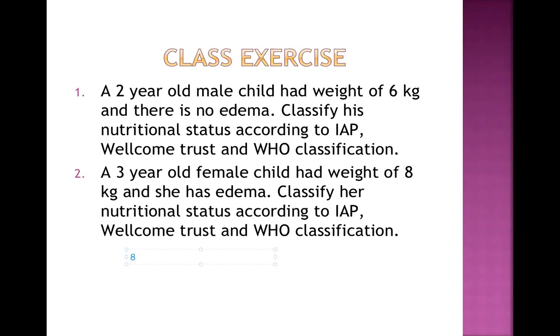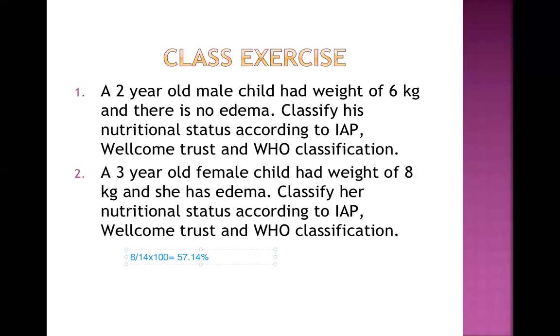So 8 divided by 14, and multiply by 100. It's equivalent to 57.14%, isn't it? Yes, sir. Now it will be very easy for you. Where does that 57% fall in the IAP classification? Which grade? Grade 3. Exactly. Very good. This is grade 3 malnutrition according to the IAP classification.